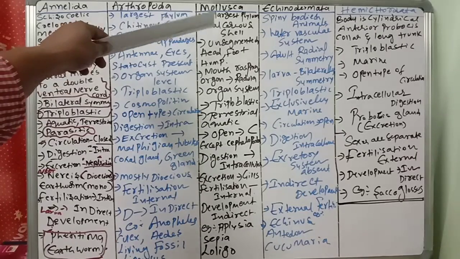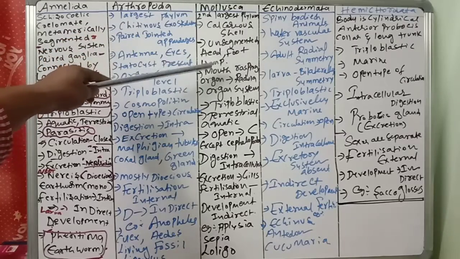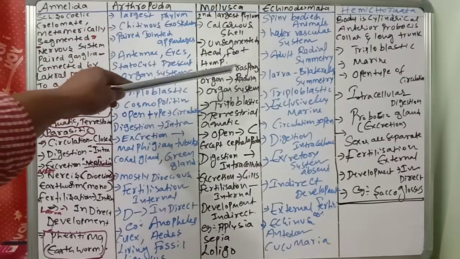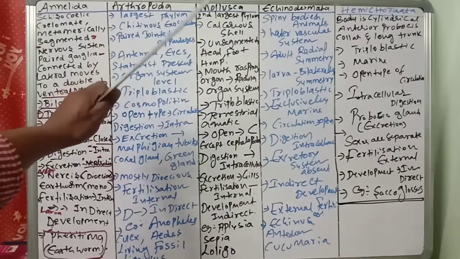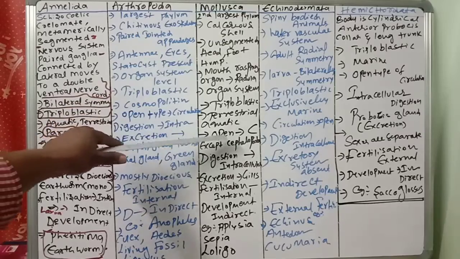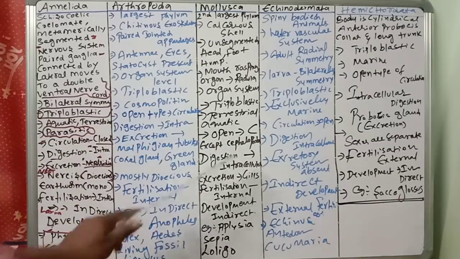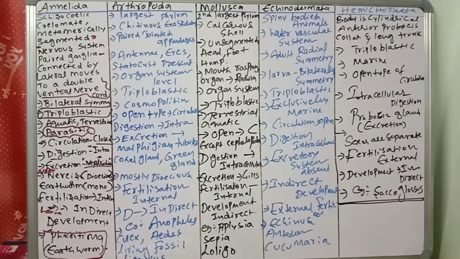Second largest phylum. Body covered with calcareous shell, unsegmented, head and foot with visceral hump, mouth has a rasping organ called radula. They have organ system level organization. They are triploblastic, terrestrial, aquatic, and have an open type of circulatory system, except Cephalopoda.